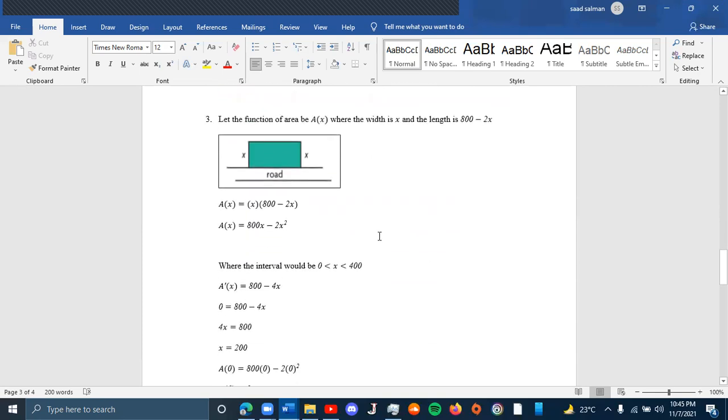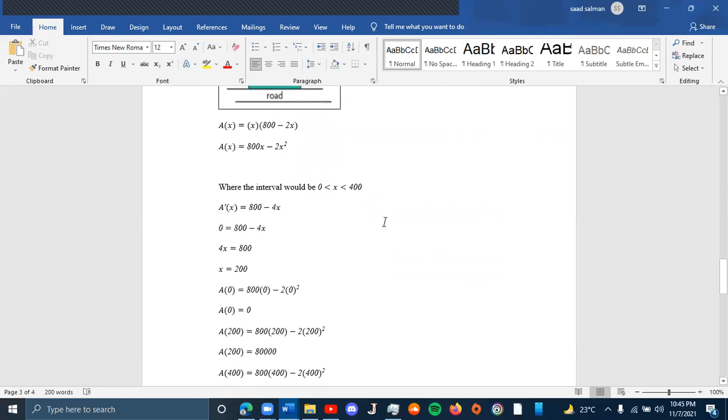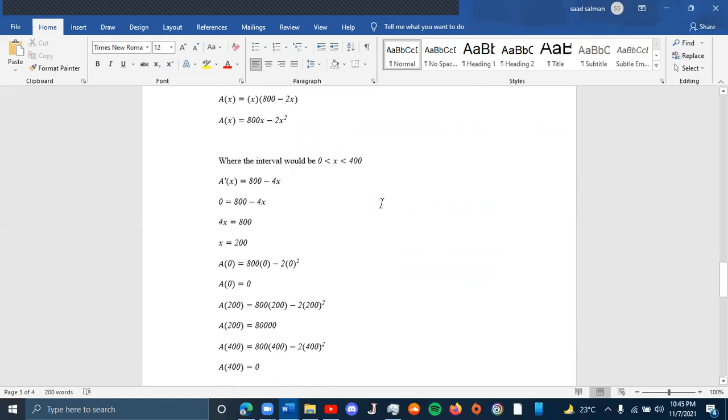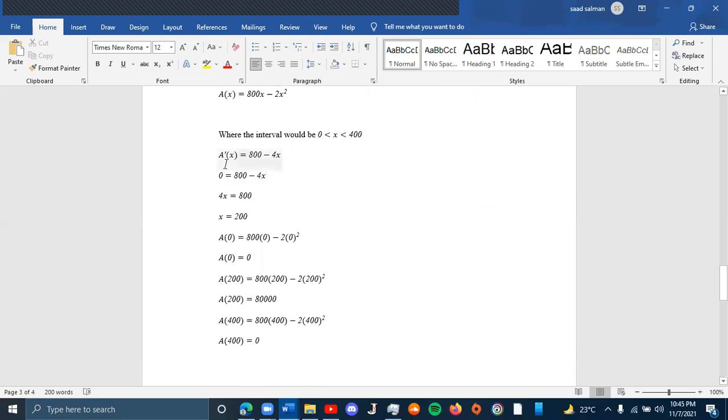Now moving on to the solution, let the function of area be A(x) where the width is x and the length is 800 − 2x. As you can see in the equation, there are 2x sides, a road, and the farmer's farmland. Now A(x) = x(800 − 2x). So A(x) = 800x − 2x², where the interval is 0 < x < 400, which would give us A'(x) = 800 − 4x.